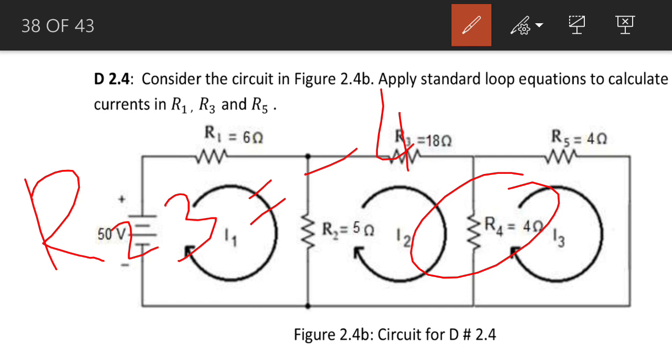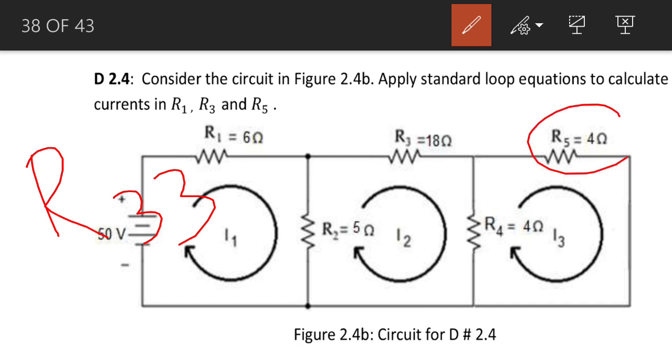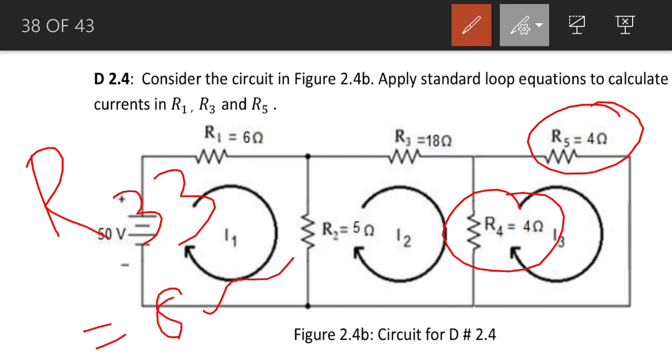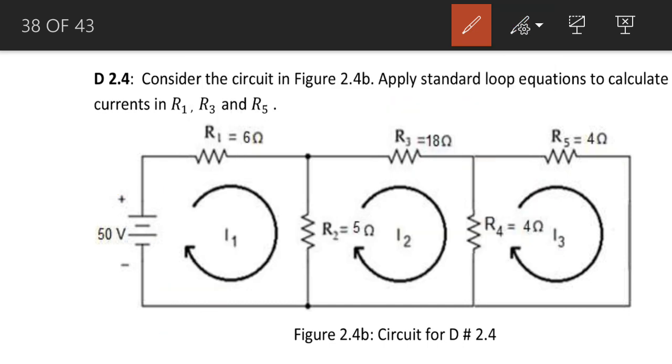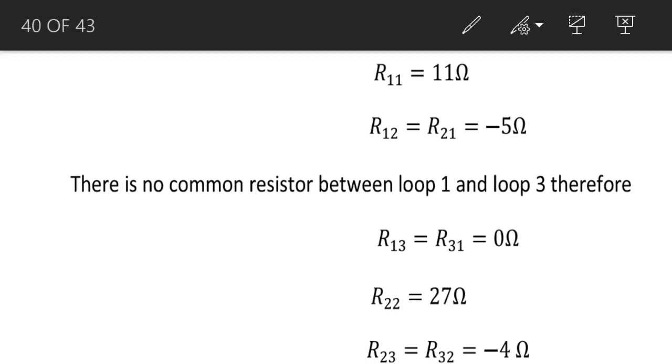And then we find out R33. So R33 is the total self-resistance of loop number 3. There are two resistors in loop number 3, R4 and R5. We take the sum of these resistances, that is 4 plus 4, which is equal to 8 ohm, right? So you know how to calculate the elements of the R matrix now.